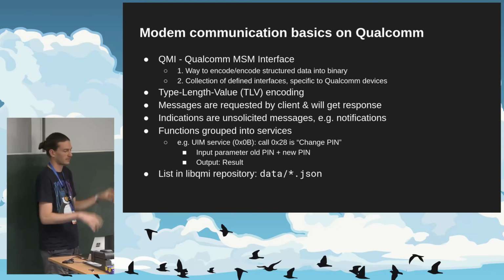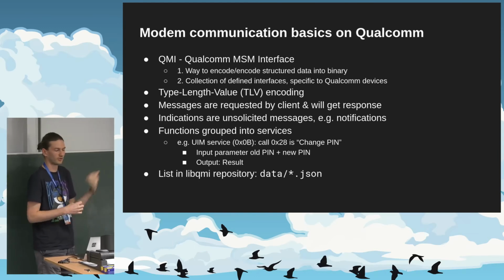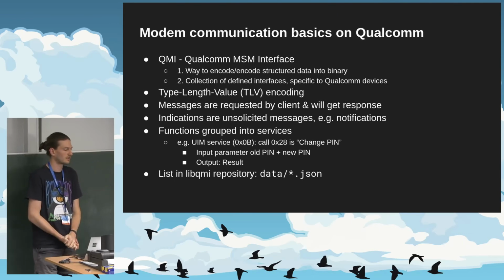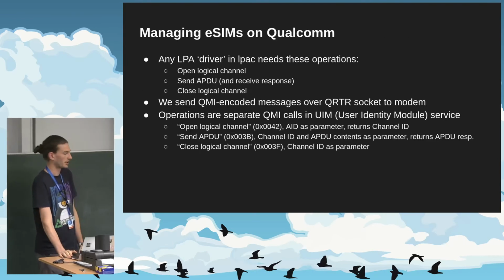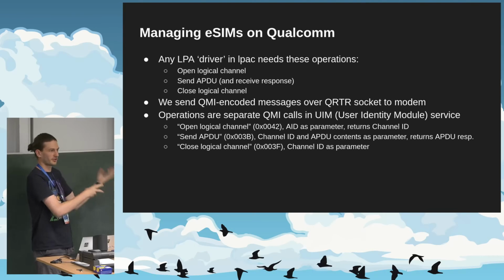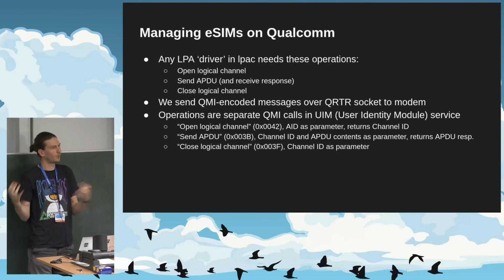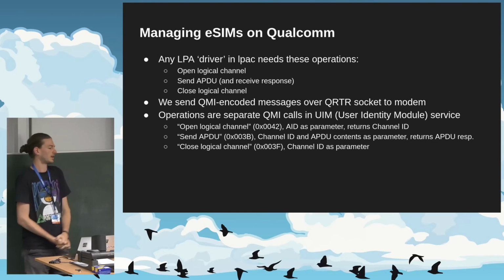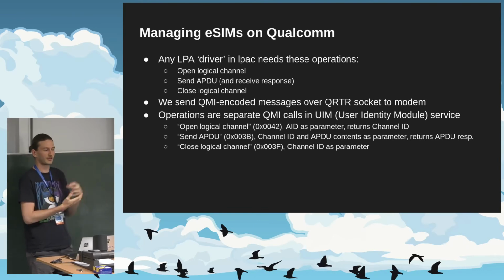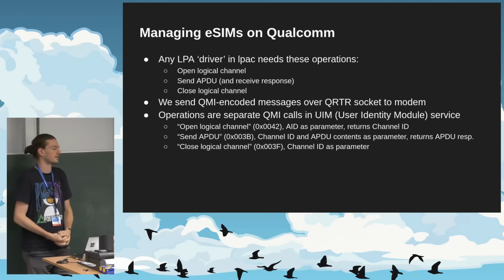But there's different formats which don't come from JSON. But libqmi is a nice glib-based library for doing this. Okay, so now that we know what QRTR, the networking protocol, and QMI, the way to put data over QRTR, are, we can talk about how to actually put this together and manage eSIMs on Qualcomm devices.